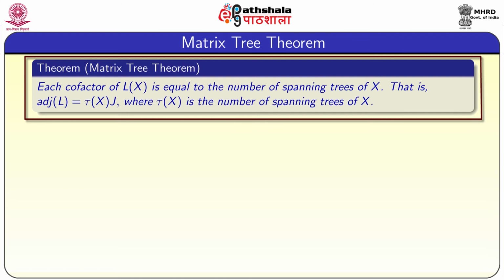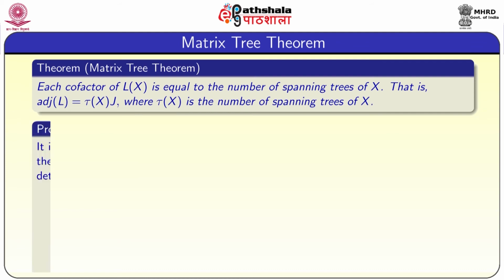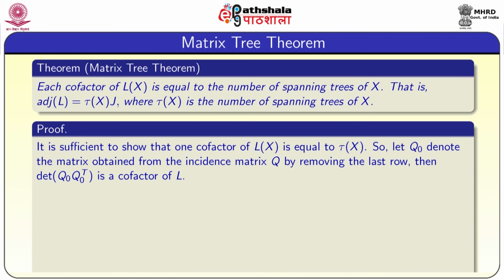Now, we are going to prove an important theorem called the matrix tree theorem. It says that each cofactor of L of X is equal to the number of spanning trees of X, that is, adjoint of L equals tau of X times J, where tau of X is the number of spanning trees of X. So, it is sufficient to show that one cofactor of L of X is equal to tau of X. This is because we already saw that the determinant of any n minus 1 cross n minus 1 submatrix of a Laplacian matrix is the same. So, it is sufficient to prove it for one cofactor.